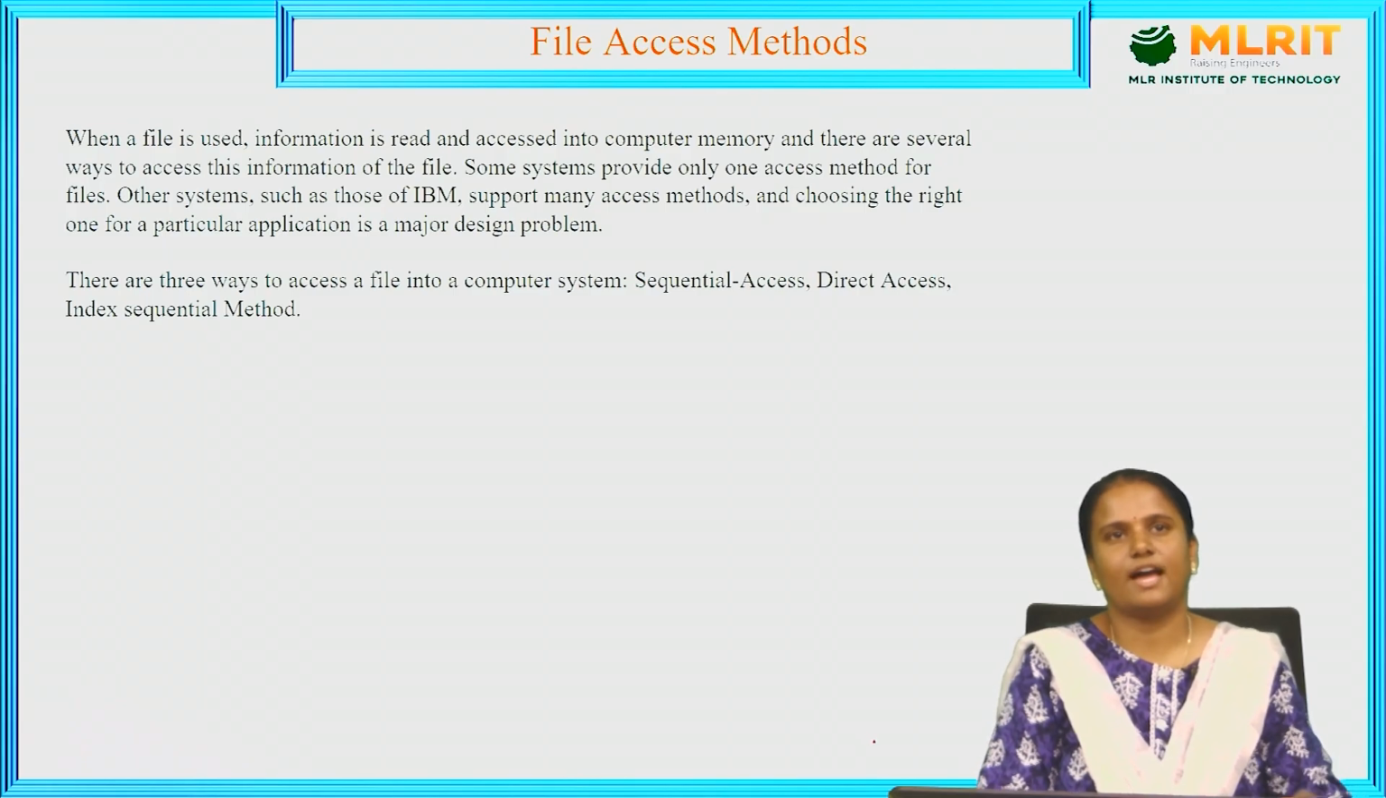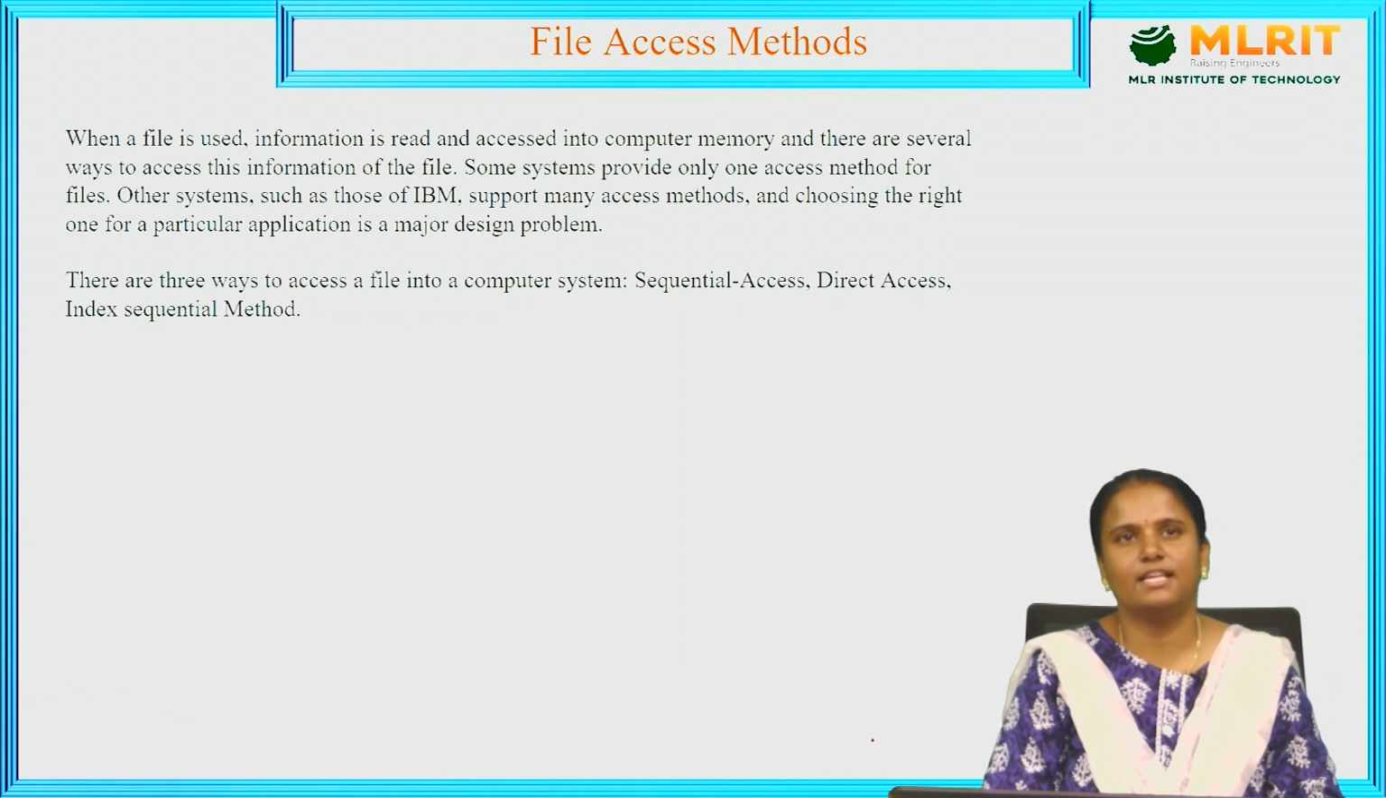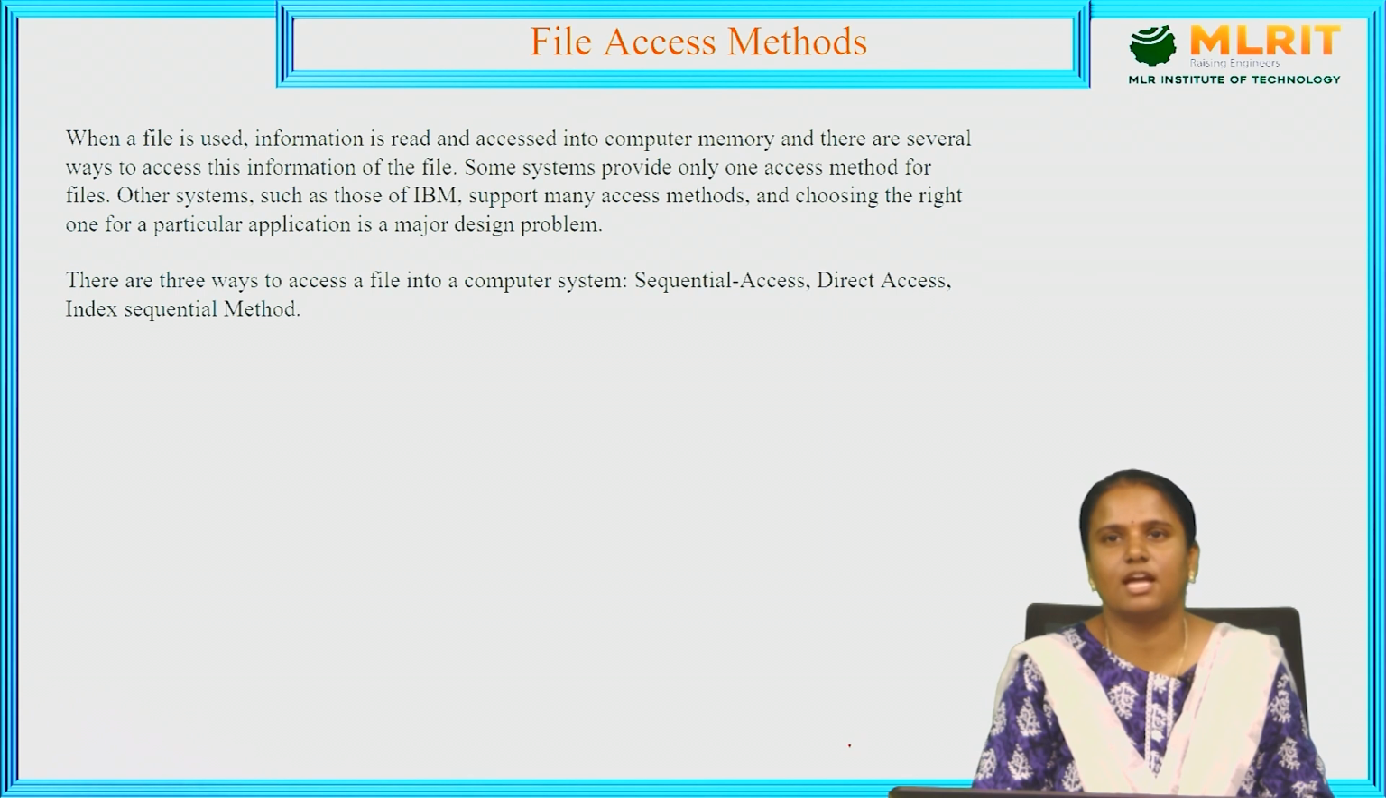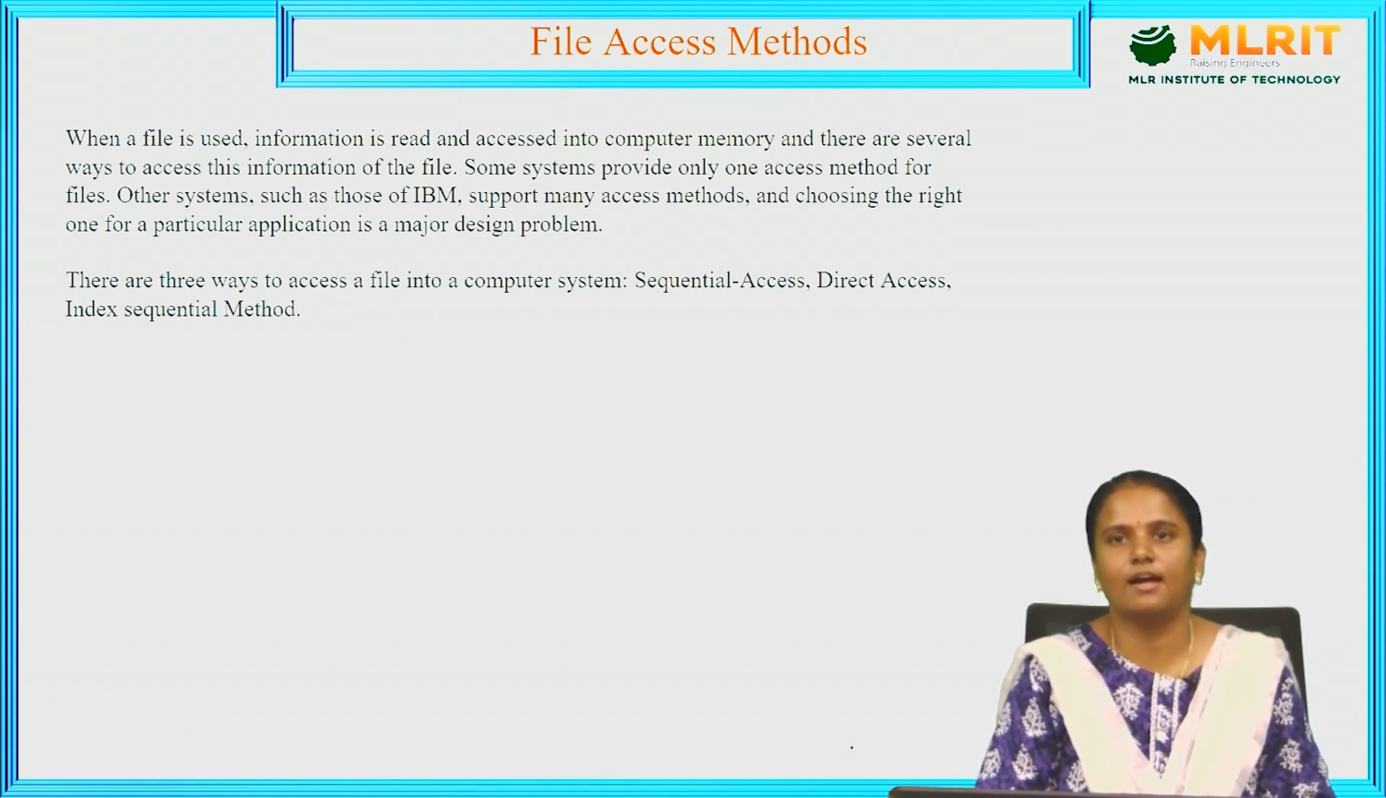In file access methods, when a file is used, information is read and accessed into computer memory. Whatever information we have gathered or are reading from the files is kept in the computer memory. There are several ways to access this information, since the file consists of several pieces of information.